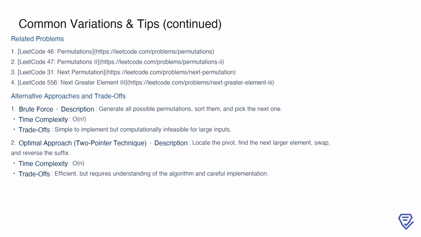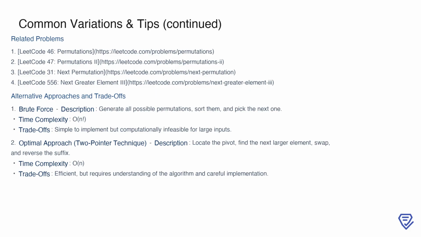This problem also connects to several related problems that can help deepen your understanding. For example, LeetCode 46 and 47 cover permutations and variations with duplicates, while LeetCode 556 extends the concept of the next greater element to integers. Exploring these can provide valuable insights.